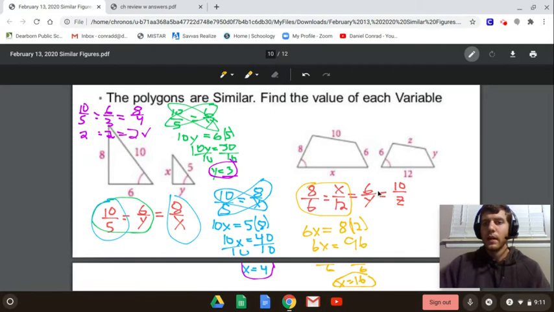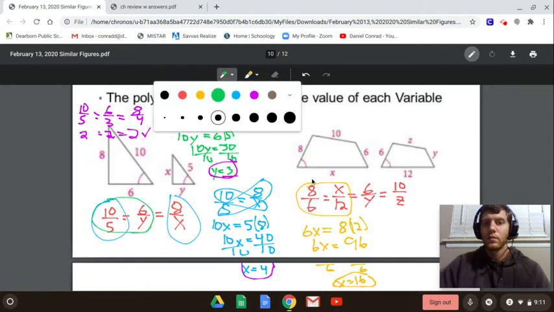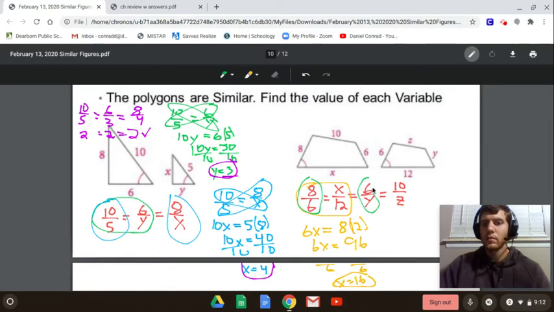All right, the next one, let's pick a different color here. So let's do the 8 over 6 and then the 6 over y. Right, so those are equal, so we can do 8 over 6 equals 6 over y. If we cross multiply, we're going to end up with 8y equals 6 times 6, which is 36.